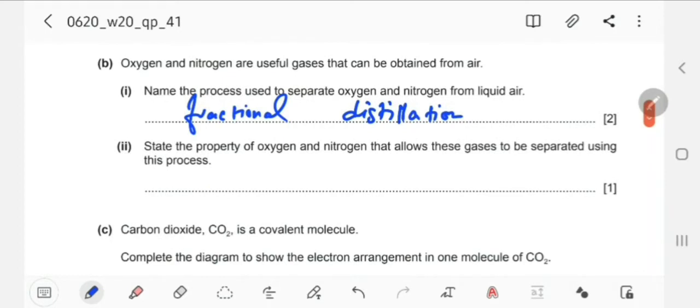State the property of oxygen and nitrogen that allows these gases to be separated using this process. Well, we are using this fractional distillation process, and it separates the oxygen and nitrogen on the basis of their different boiling points. So we will write different boiling points would be the property of oxygen and nitrogen.